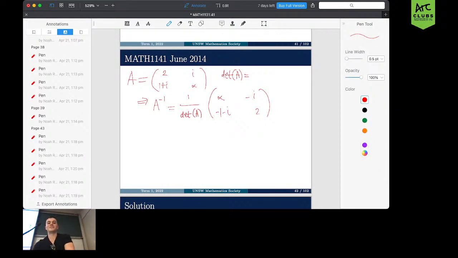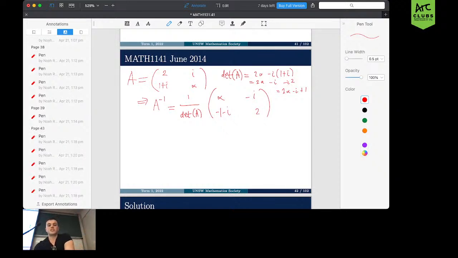So if this is like A, B, C, and D in your matrix, you do AD minus BC. So AD, that's going to be 2 alpha minus BC. So minus I times 1 plus I. And that's going to be equal to 2 alpha minus I squared. What's I squared? Because remember, I is complex. So I squared is -1. So negative of that is just going to be positive. So that's going to be equal to 2 alpha minus I plus 1, right? Because that's just 1. Minus 1.